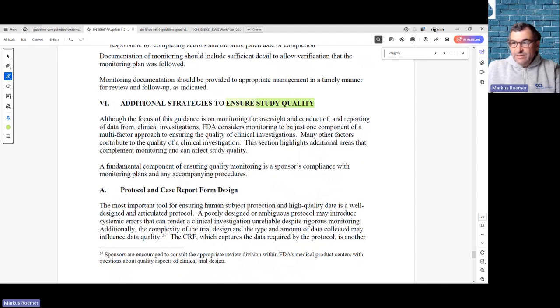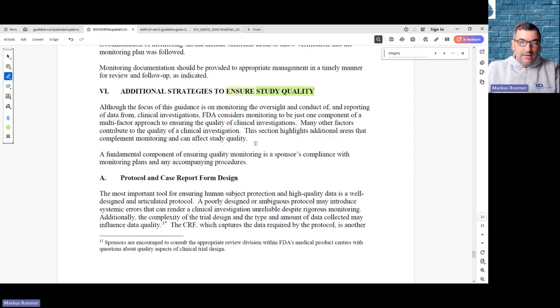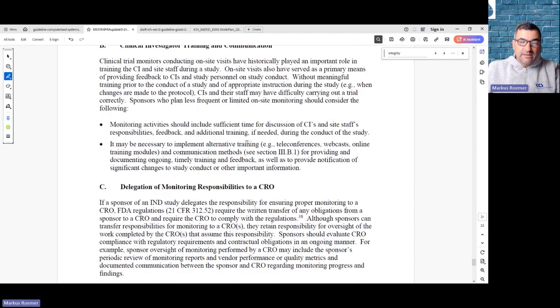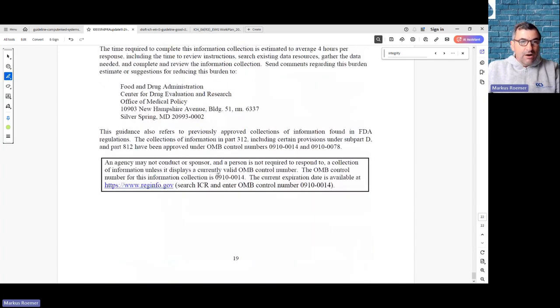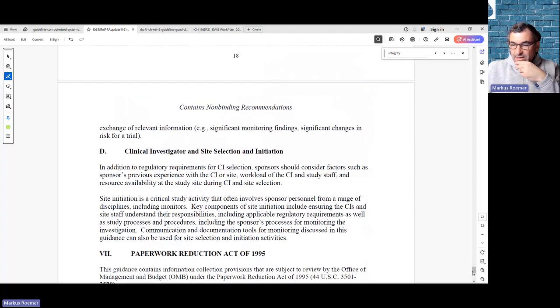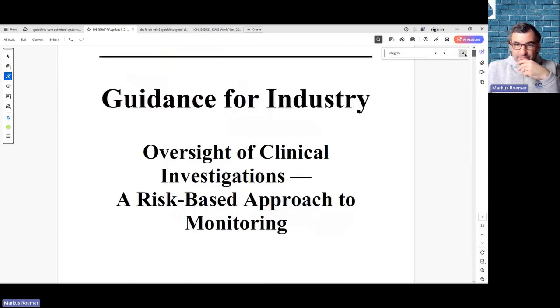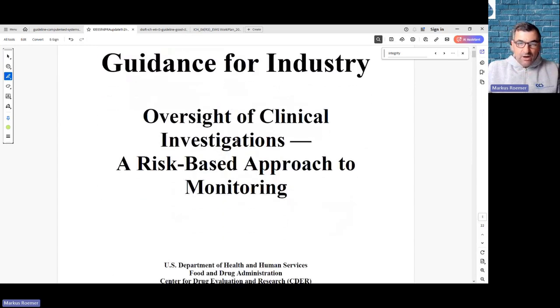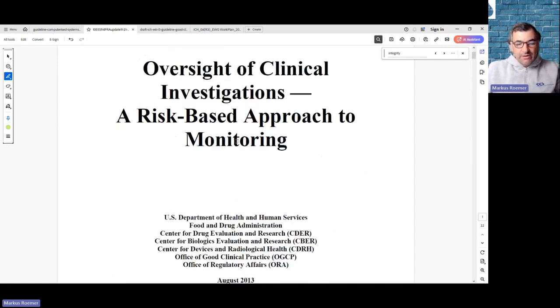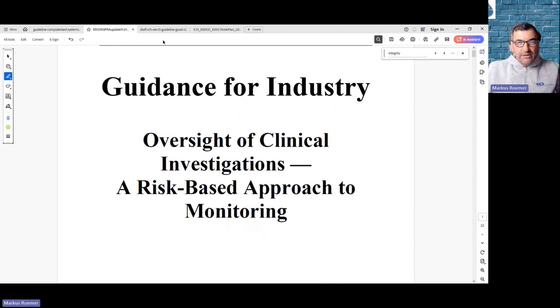Simple like that. So we do not only talk about data integrity, it's also study integrity, or the quality of your data, where your quality decision is based on. Okay, so this is cool. I don't know how well known this document is. Great guidance for industry, oversight of clinical investigations, a risk-based approach to monitoring from 2013, quite very good.